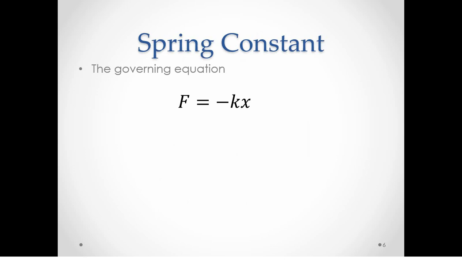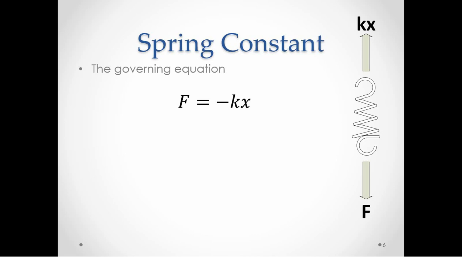The governing equation for springs is given here and is illustrated by the free body diagram shown. Notice that the downward force F is equal to the upward force K times X. This illustrates the need for the negative sign in the equation. The negative sign indicates that the force exerted by the spring is equal and opposite in direction and magnitude to the force that has been applied to the spring.